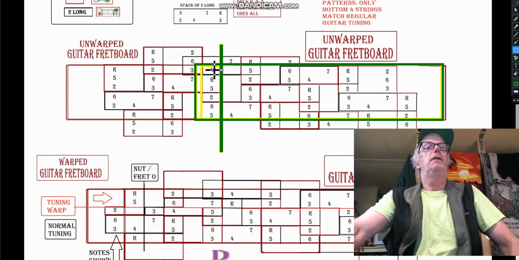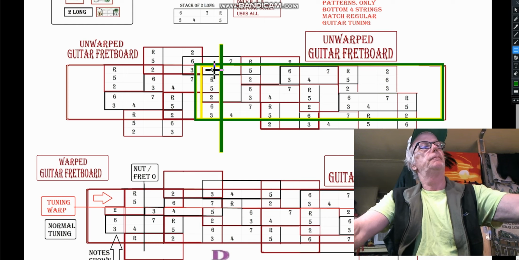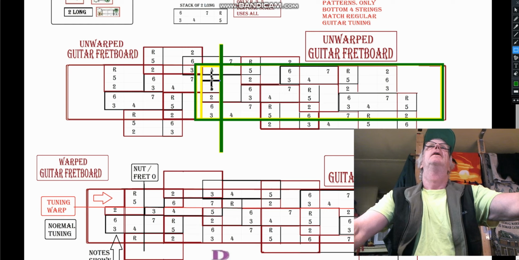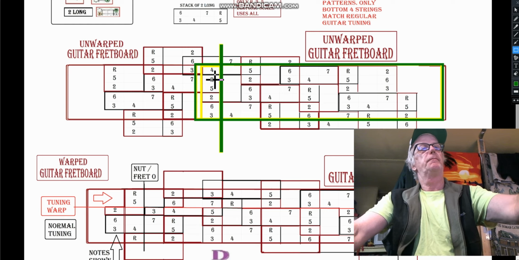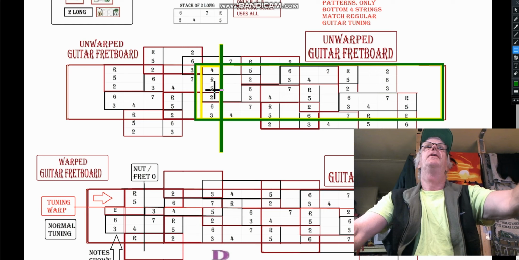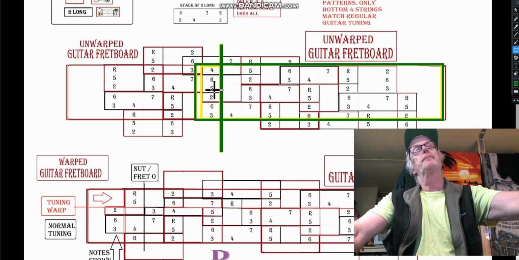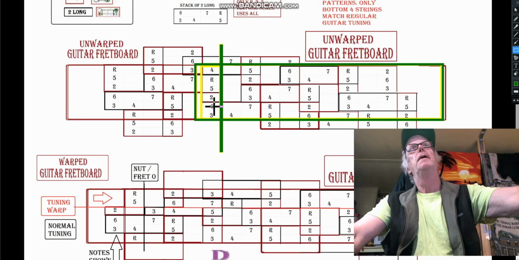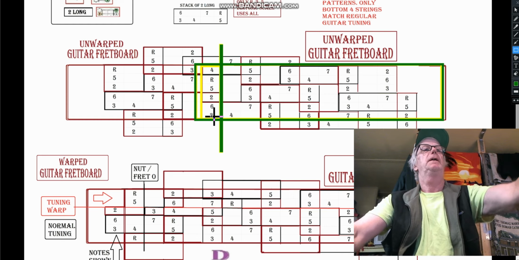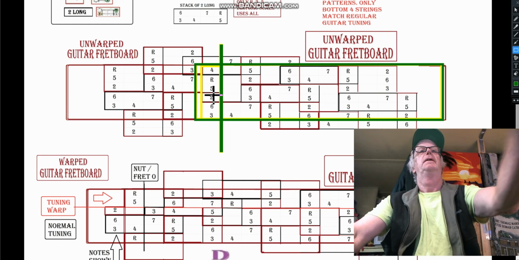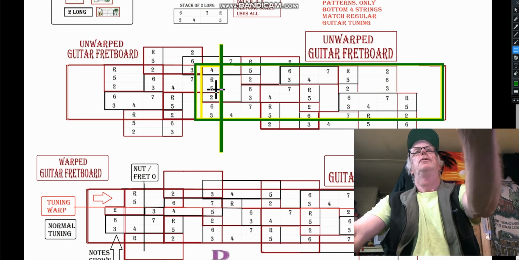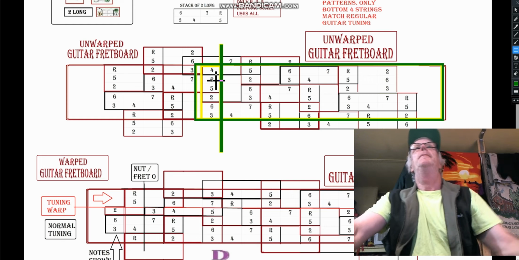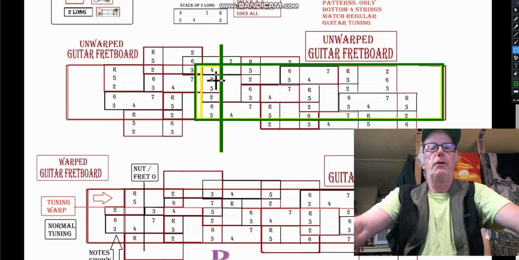Now watch, going down in fifths now. The 5th of the 4th is the root. Okay? The 5th of the root is the 5th. The 5th of the 5th is the 2nd. The 5th of the 2nd is the 6th. The 5th of the 6th is the 3rd. Back to E there. So it's E, A, D, G, root, F.